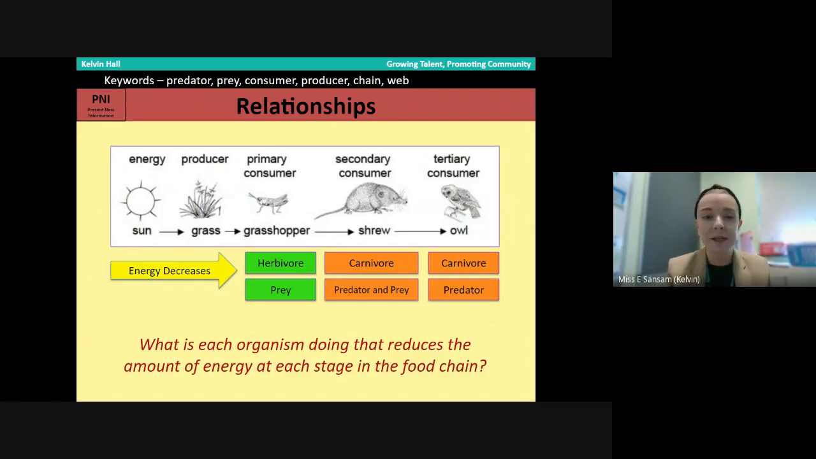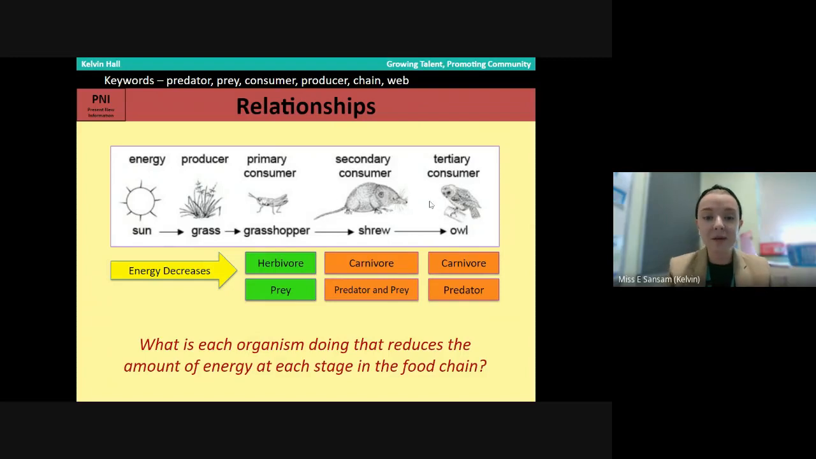Like I said previously, they start with a producer, which is usually a green plant or something similar. You then get a primary consumer. So obviously primary usually means first, so it's the first consumer that eats the producer. Secondary means second, so it's the second consumer up that food chain. And this word here, tertiary, basically means third. So it's the third consumer of that food chain.